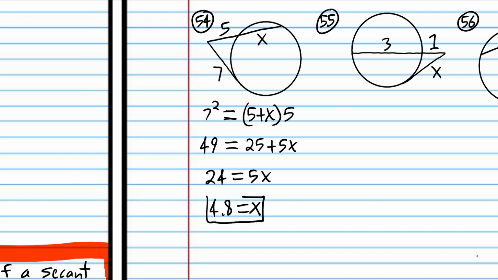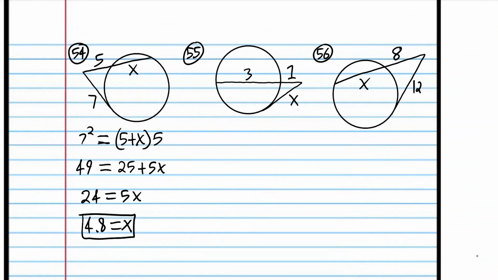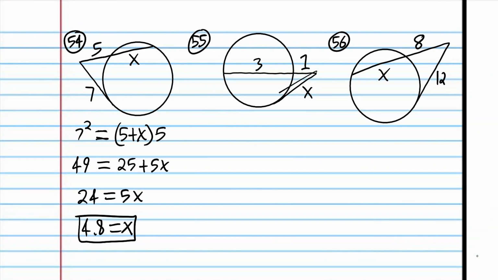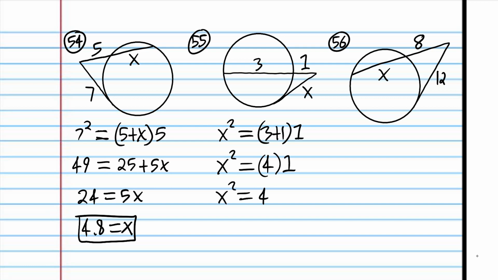So x is equal to 4.8. Let's try one more of these. The tangent length squared is equal to the total length of the secant times the external length. So x squared is equal to 4 times 1, which of course is 4.